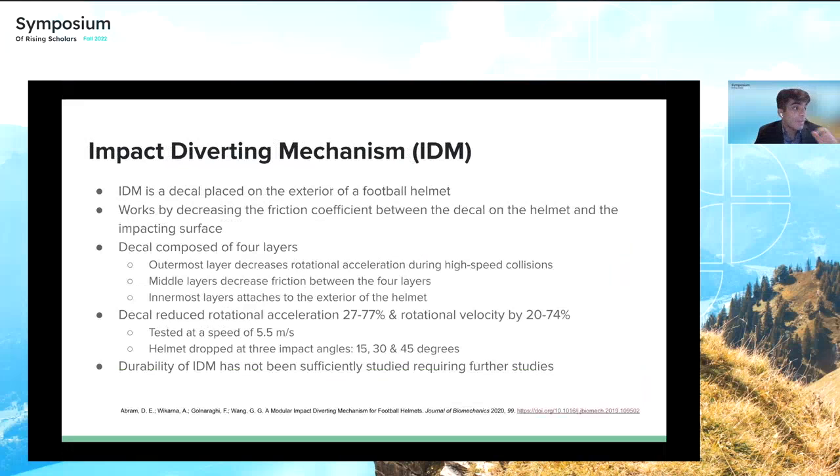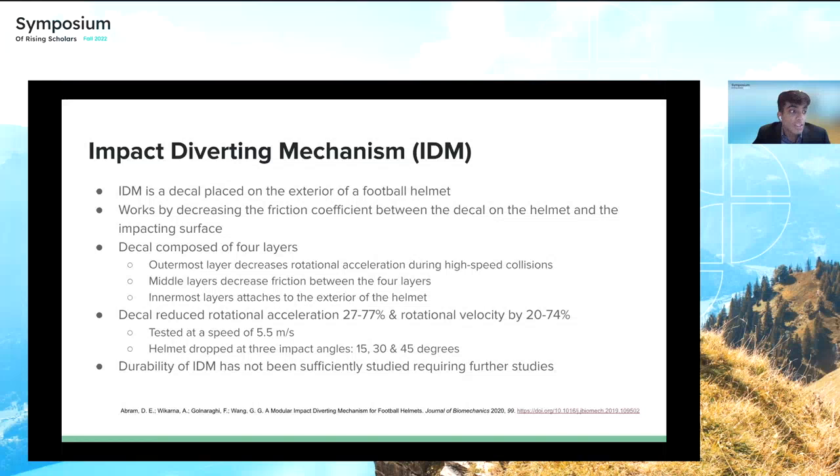The first mechanical preventative measure I researched was the impact diverting mechanism, or the IDM. The IDM is a decal or sticker placed on the exterior of the football helmet, and it works by decreasing the frictional coefficient between the decal on the helmet and the impacting surface. It is composed of 4 layers. The outermost layer decreases rotational acceleration during high-speed collisions. The middle layer decreases friction between the 4 layers, and the innermost layer attaches to the exterior of the helmet.